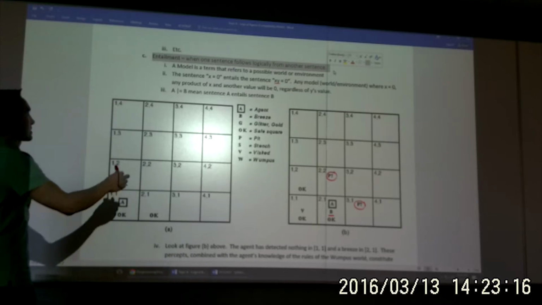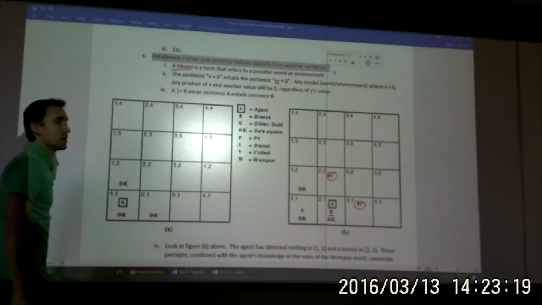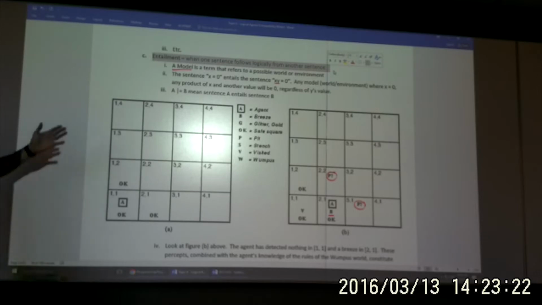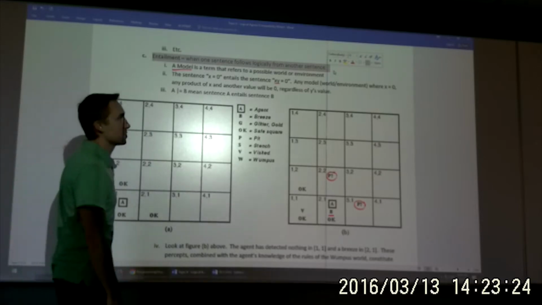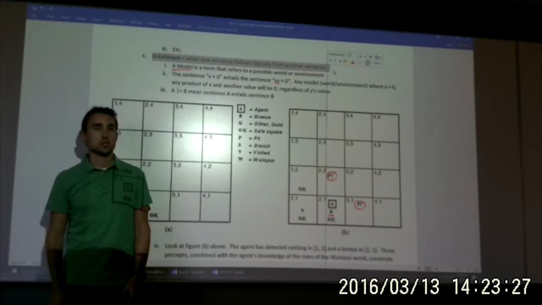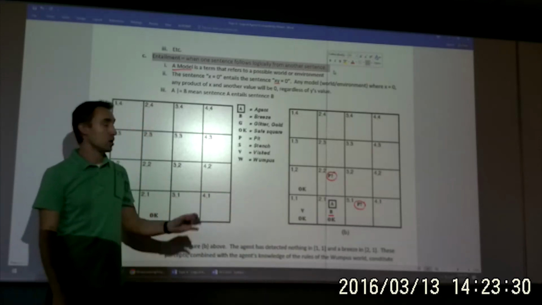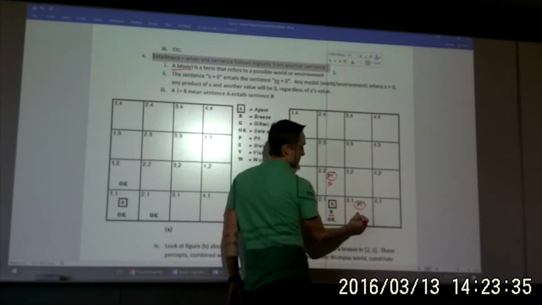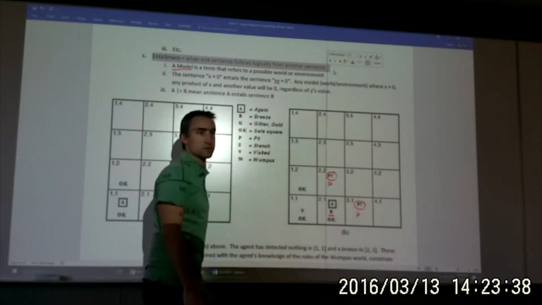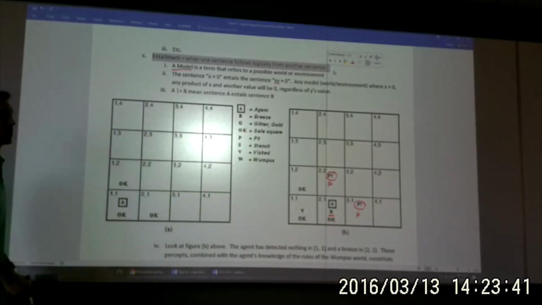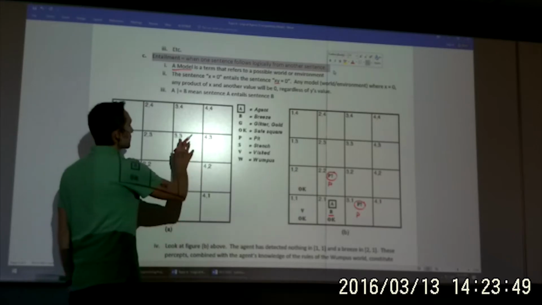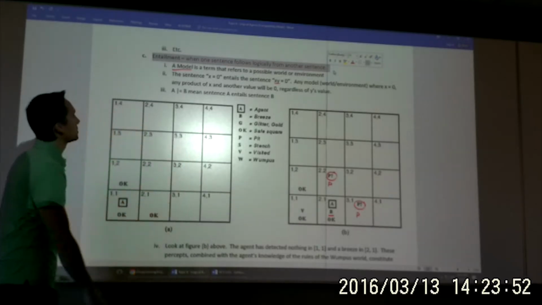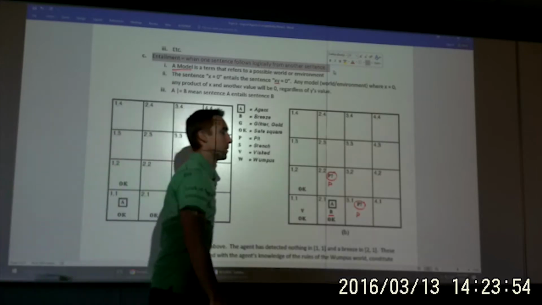And this leads us to the idea of a model. A model is a term that refers to a possible world or environment. There are two models that we can go to from here: the model where this is a pit. I guess there are three. There's a model where this is a pit, a model where that is a pit, and a model where both of those are pits. Those are the only three models that could come from the information that we have. Okay, let's move it on.